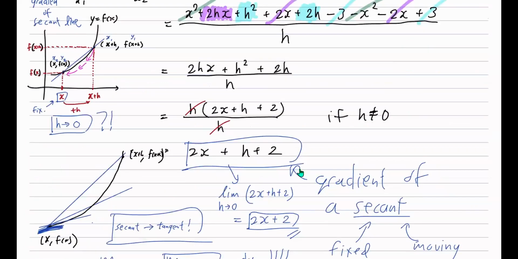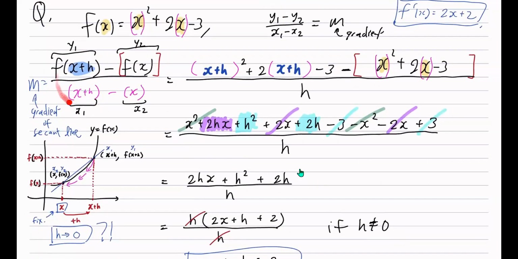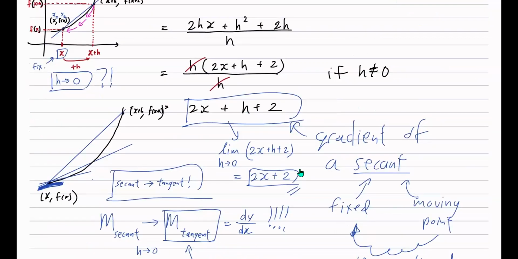You find this super long-winded formula, gradient of a secant line, cancel off the h, cancel off the h. You get this expression. You take the limit as h goes to 0. You also get 2x plus 2. Wow. What a coincidence. It's not a coincidence. This is known as the limit definition of a derivative.